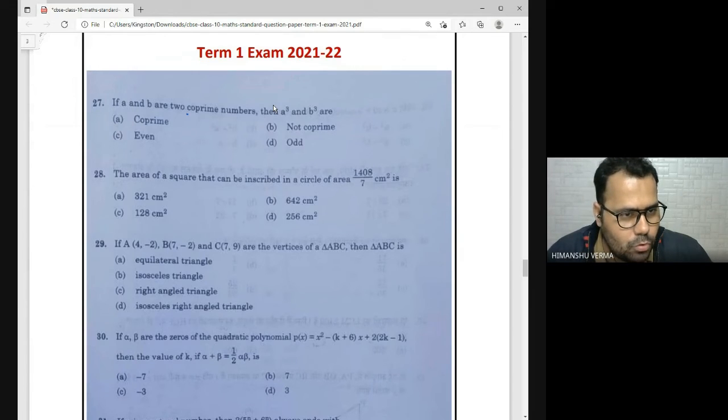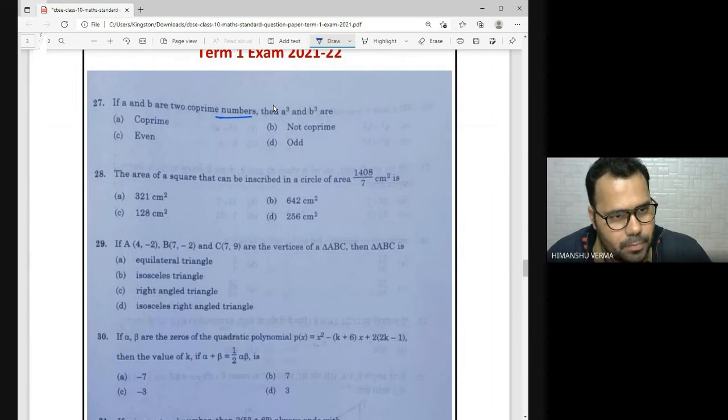If A and B are two co-prime numbers, then A cube and B cube will also be co-prime, right? Because there is not anything common in this. Of course, in the cube also nothing will be common because you are multiplying 3 times.